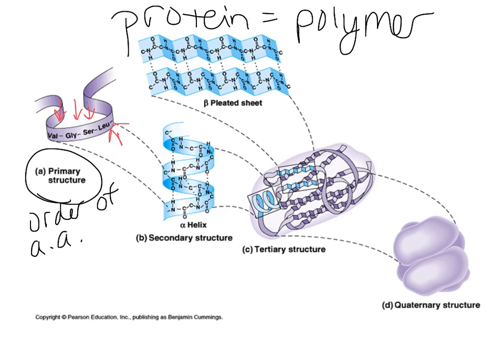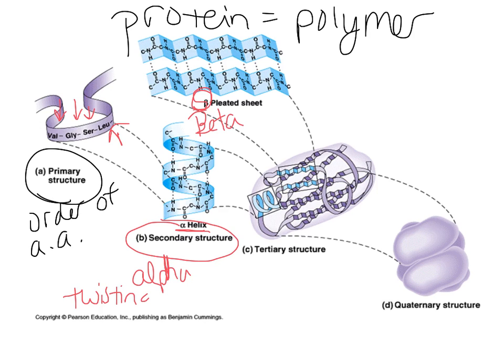If I switch up that order and I make it serine, glycine, leucine, okay, now I've got a different primary structure. The secondary structure right here has two forms. What's called either the alpha helix, so that little symbol there stands for alpha helix, or beta pleated sheet. So that's what that kind of capital B there stands for. That's our secondary structure. Okay, and so this is just the twisting or folding of the amino acid chain.